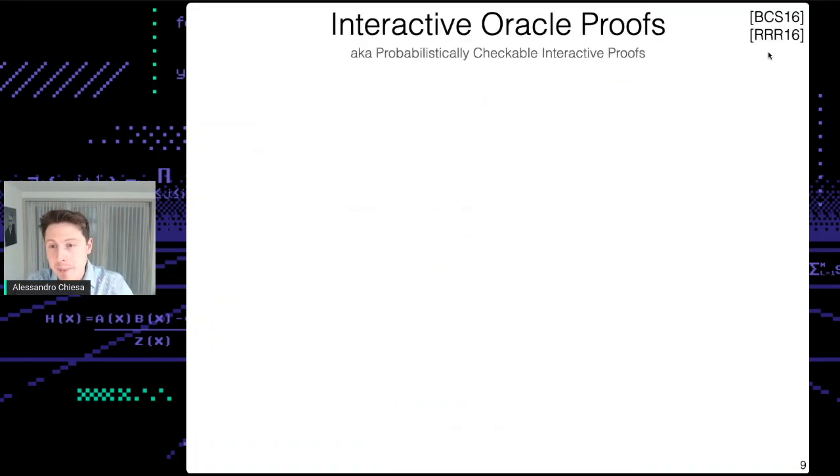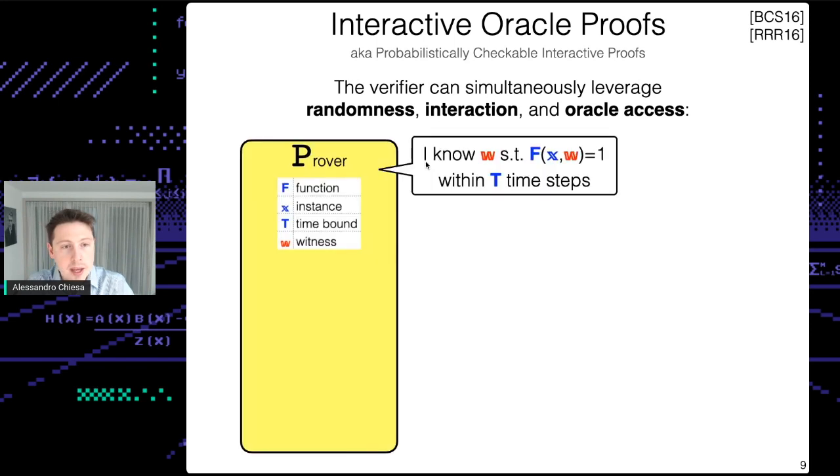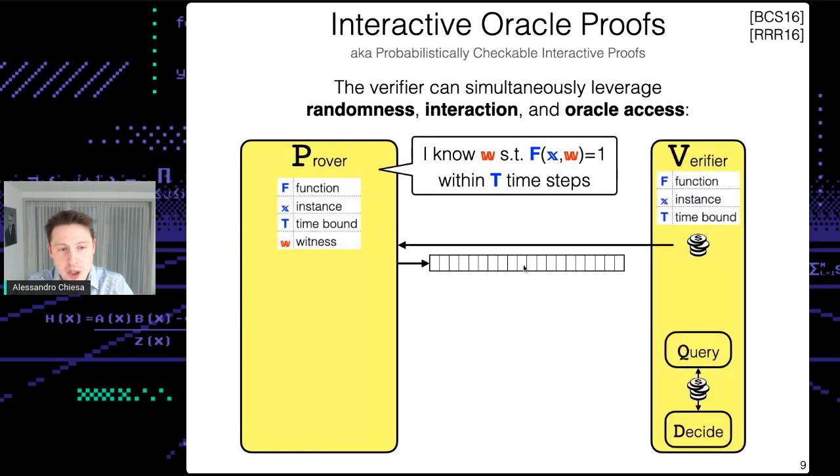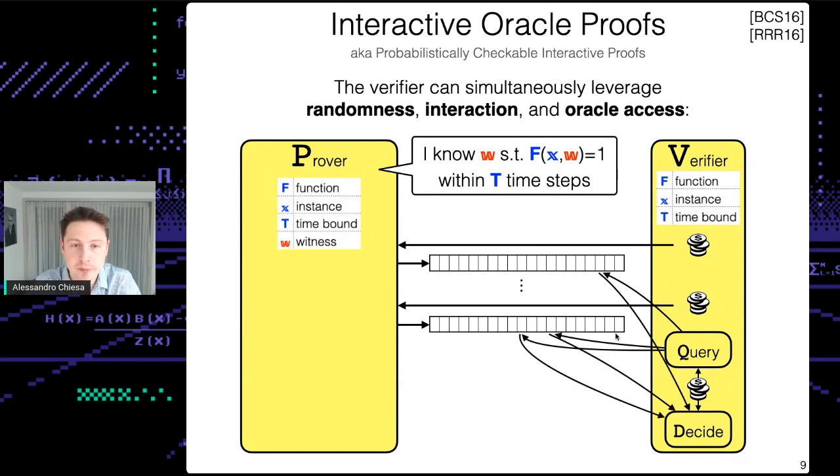All right, so what has happened is that people have studied the multi-round generalization, IOPs, interactive oracle proofs, where the verifier can simultaneously leverage randomness, interaction, and oracle access. And so they look like this. Again, the prover wants to demonstrate some computational statement. And rather than sending just one long proof, it engages with the verifier in an interaction of some number of rounds where it sends a bunch of long proofs, at the end of which the verifier can query some number of locations from these long proofs, get back the answers, and decide whether to accept or reject.